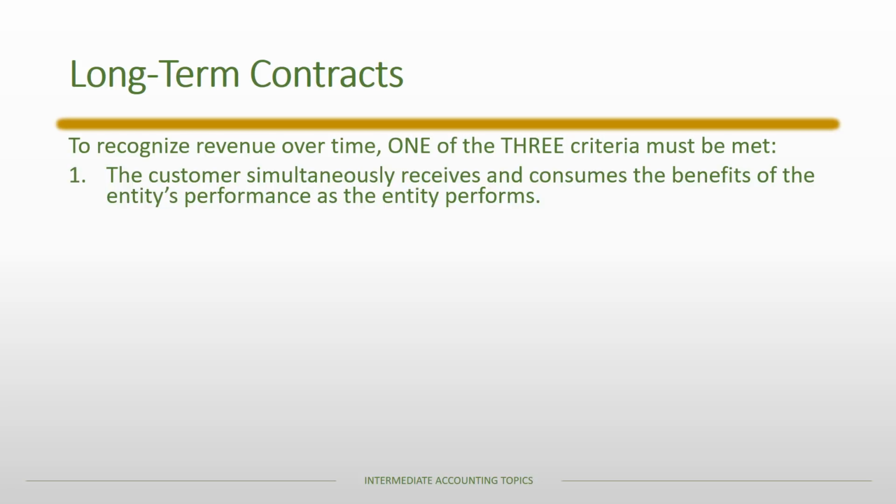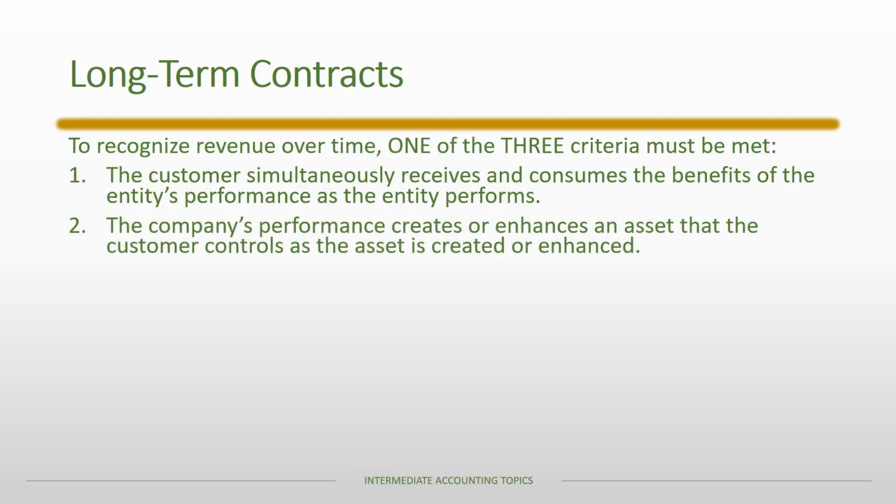There's a lot of different ones, but basically let's say that I'm creating a network or an infrastructure for a city. And the contract might call for everything to be done, but as I complete certain sections, let's say the city can use and consume that benefit as I'm completing each section. So that would be a criterion that would allow us to recognize revenue as each section is complete, even though the entire city might not be done.